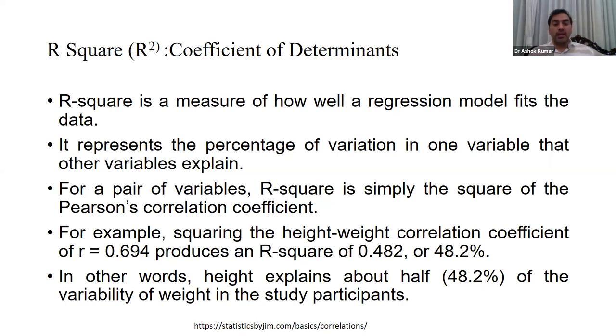So we can say height explains about half, nearly half, that is 48.2% of the variability of weight in the study participants. It means weight is dependent, or we can say weight is changing, with 48.2% variability due to height. We can say this according to this.